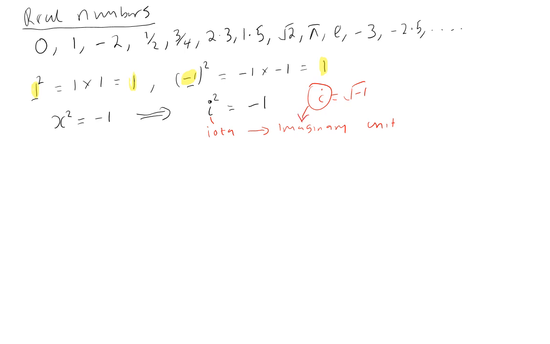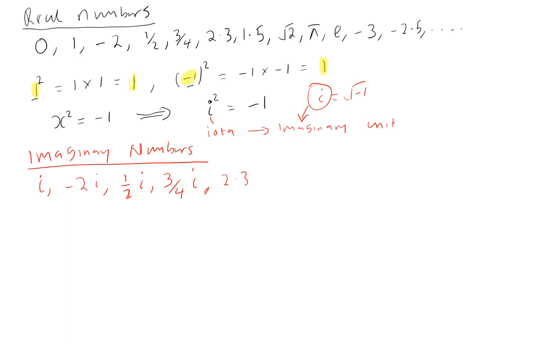Then they define what they call imaginary numbers. Imaginary numbers are the real numbers with coefficient iota. Such numbers include I itself, minus 2i, 1 over 2i. I'm just picking a real number here with coefficient I, 3 over 4i, 2.3i, pi I, and many more.